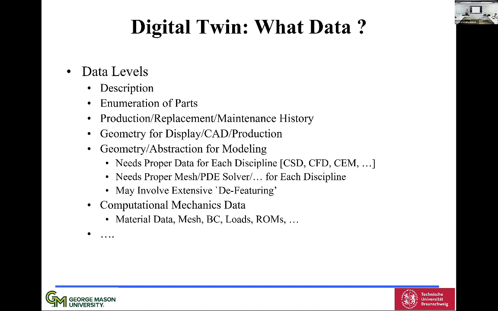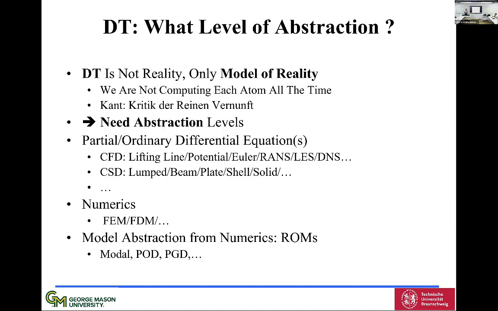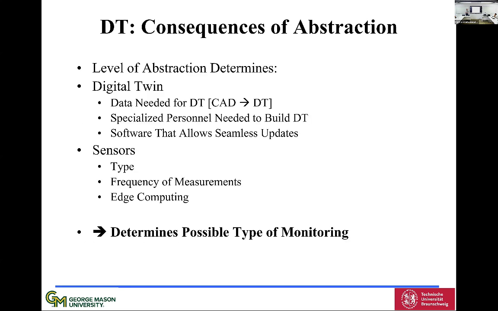And so then you have to, of course, put in the material data, the mesh, the boundary conditions, and everything else. So this level of abstraction could go all the way up to an abstraction of the numerics itself. And we could have a detailed finite element model, and all what you get is the main eigenmodes or the main ROMs or PGDs or whatever it is. So this level of abstraction will determine the type of digital twin that you have.